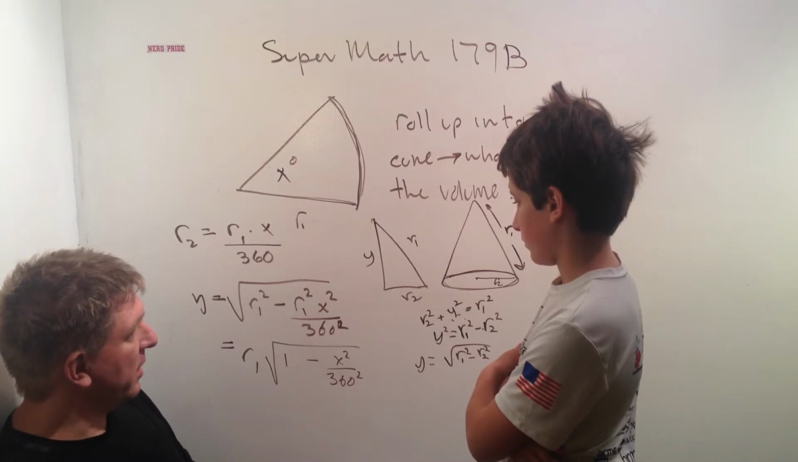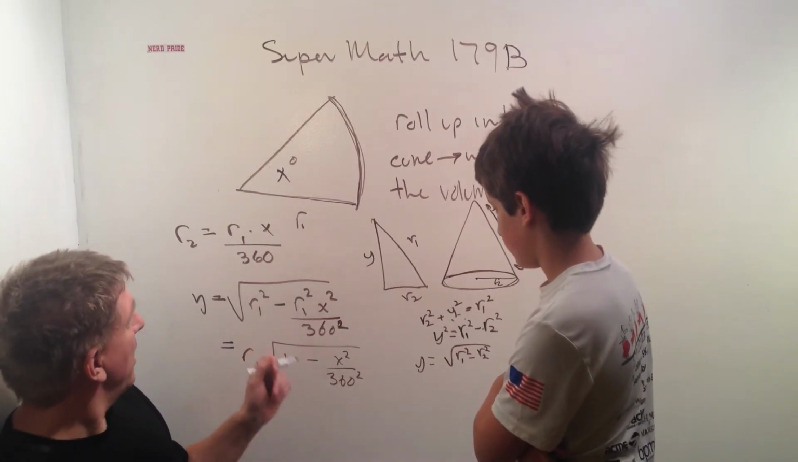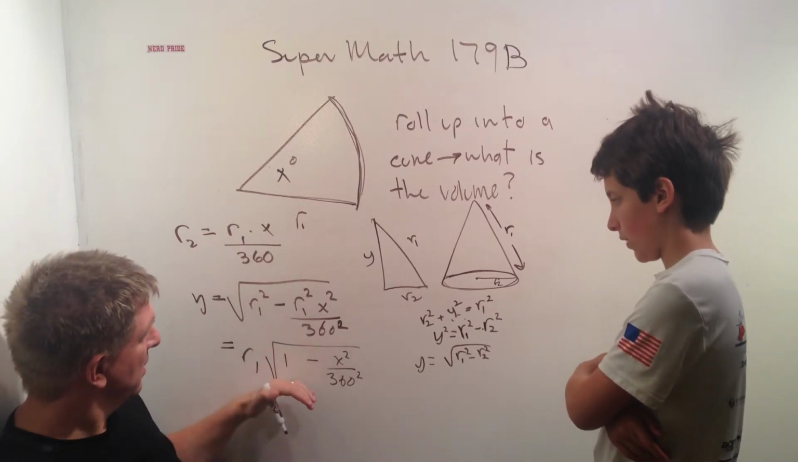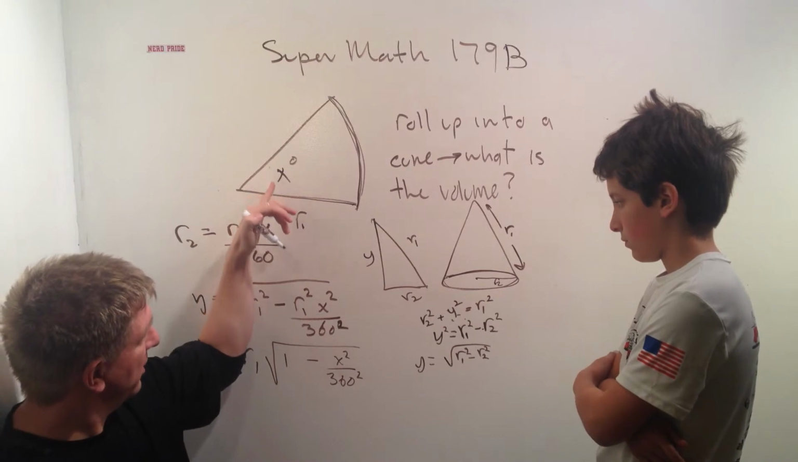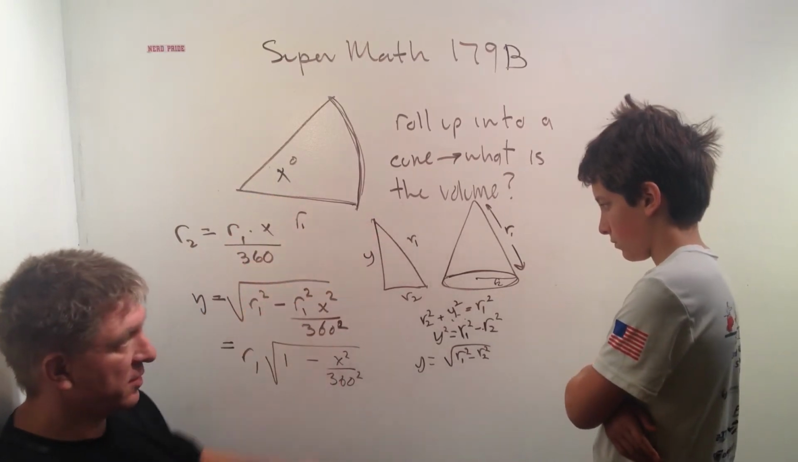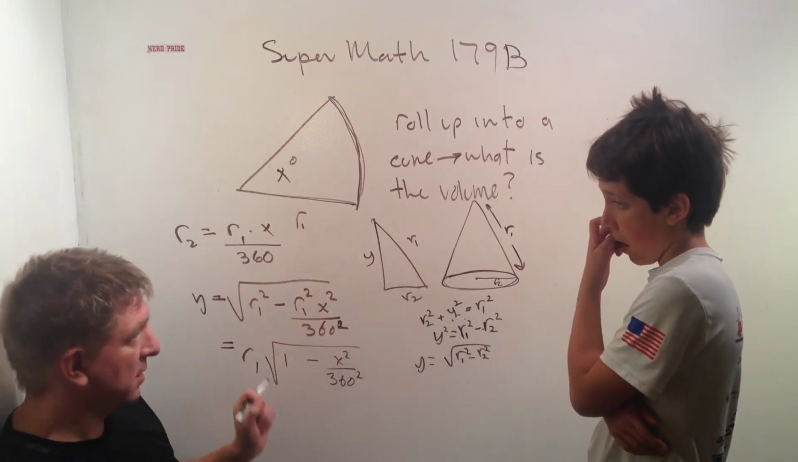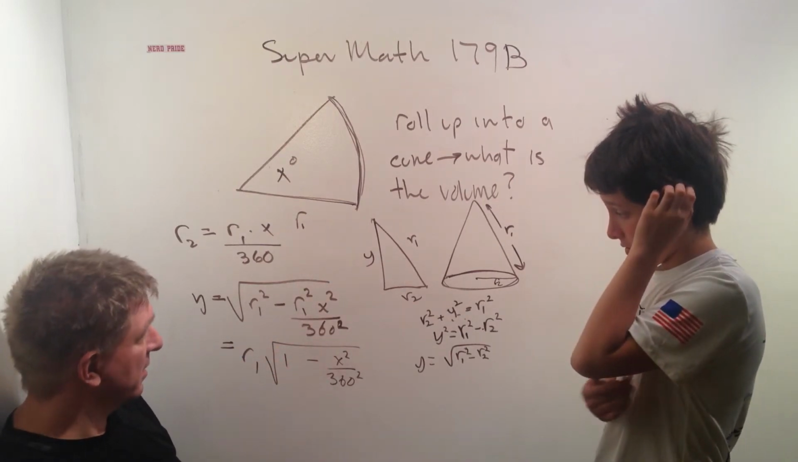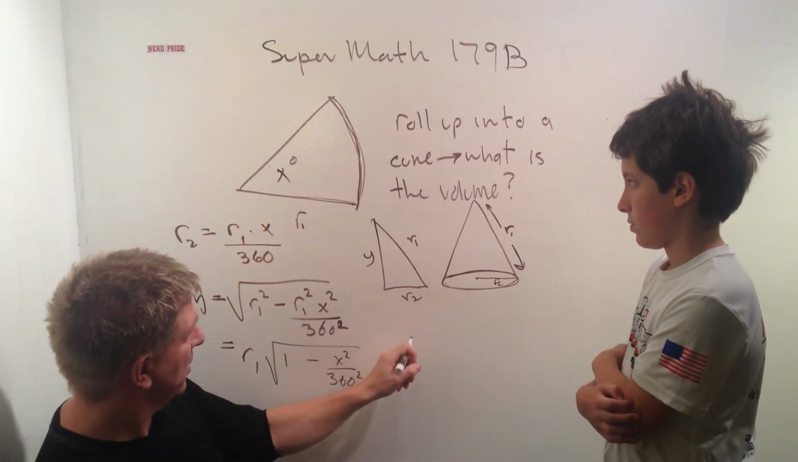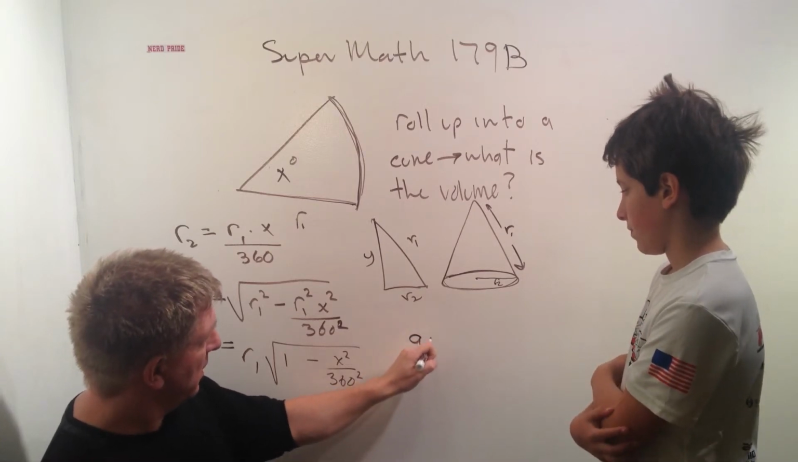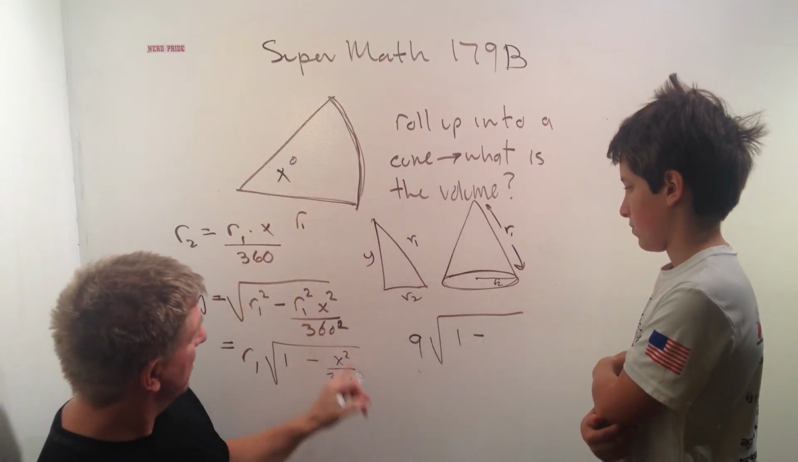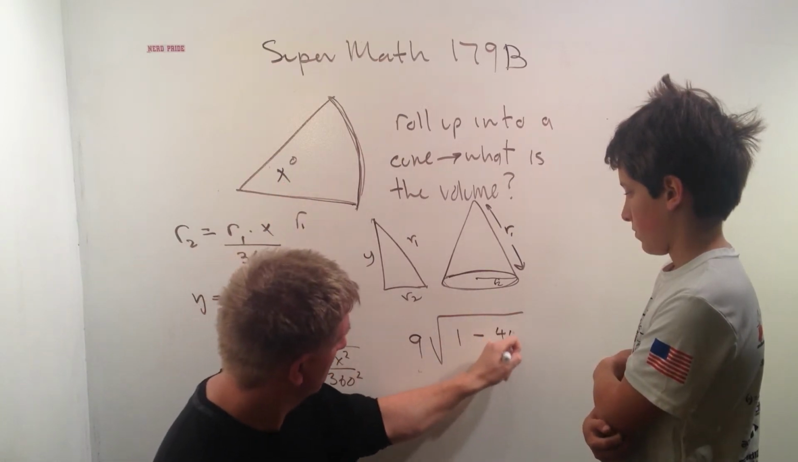Now we just have pi r2 squared times y, which gives us the volume, right? Yep. But we can check when x is 40 and r1 is 9. Do you remember what the height was? I think it was the square root of 80. Let's see if we get that, putting in 40 and 9. Well, r1 is 9, so 9 times the square root of 1 minus 40 squared over 360 squared.